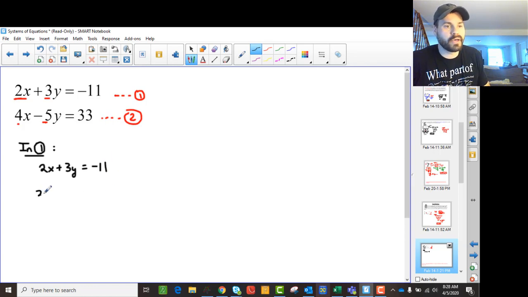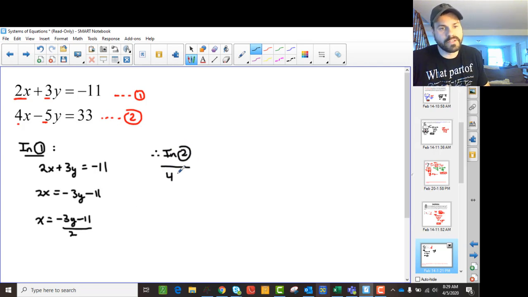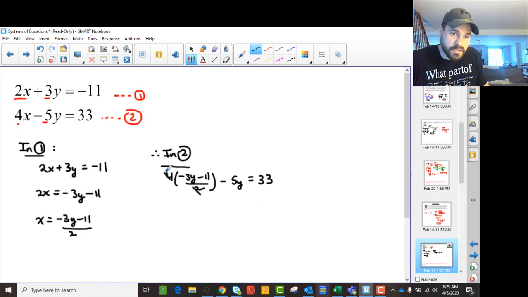So I'm going to have that 2x is minus 3y minus 11. And so x is minus 3y minus 11 divided by 2. Okay? So then I'm going to say, therefore, in equation 2 now, 4 times x becomes 4 times minus 3y minus 11 divided by 2. And then minus 5y, and that equals 33. So 4 divided by 2 is just 2.